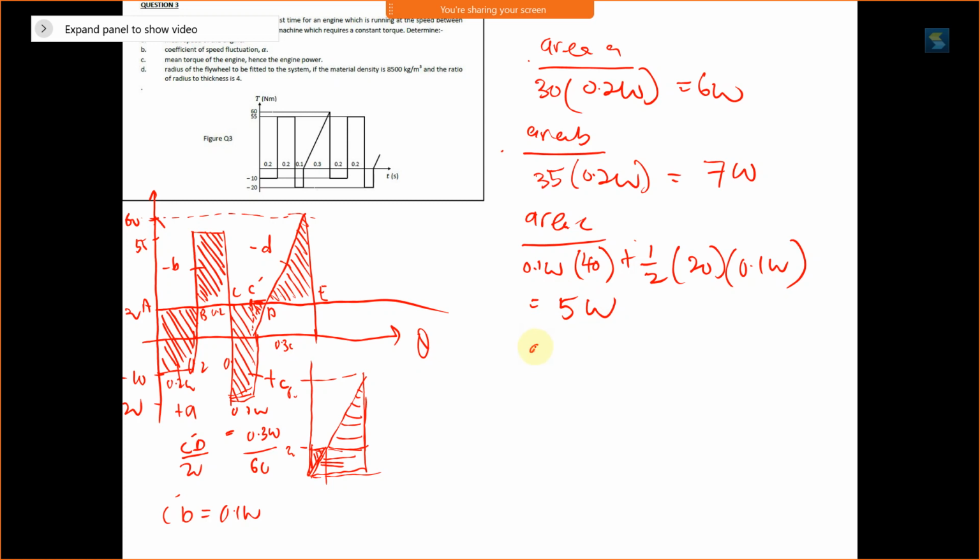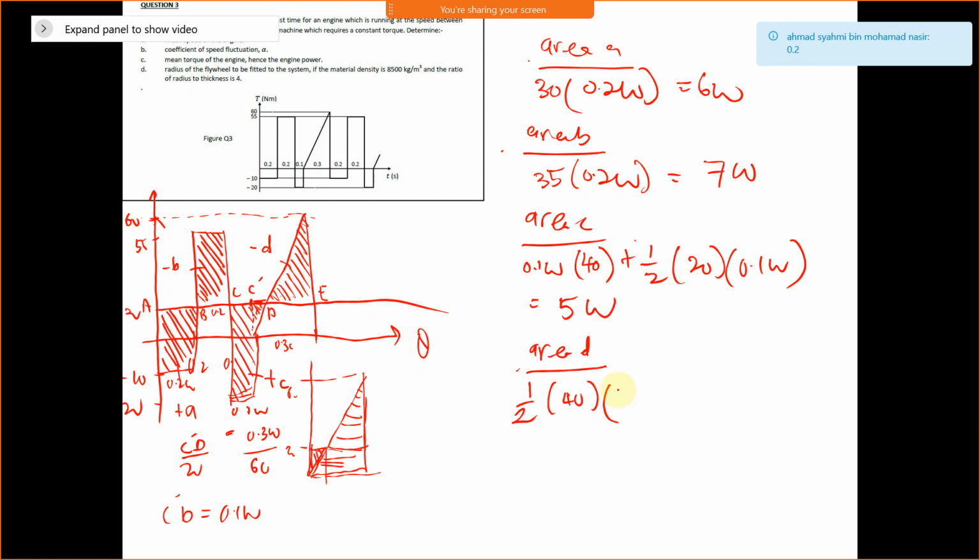And last one, area D. So what we have? We have 1/2, 60 minus 20, so 40 times with 0.3. Sekejap, 0.3 or 0.2? 0.2, isn't it? So 0.2 omega. Then the answer is 4 omega. Okay, 4 omega. So kita dah dapat this one, dan kita boleh dapatkan flywheel energy at each point.